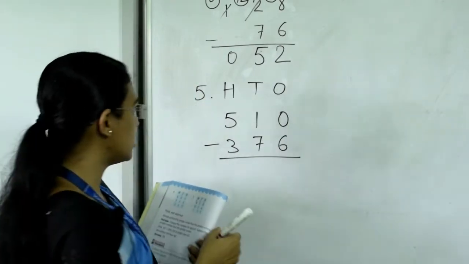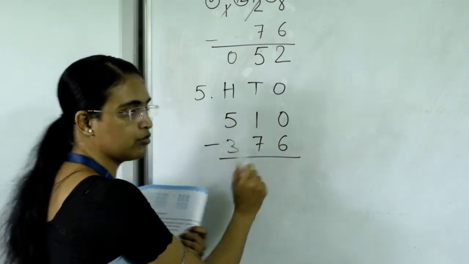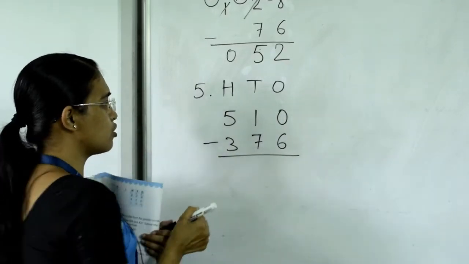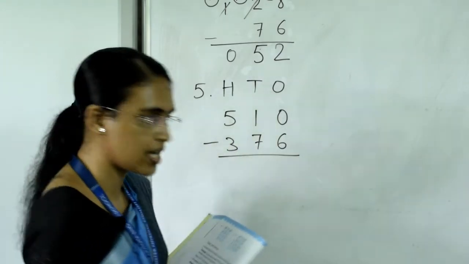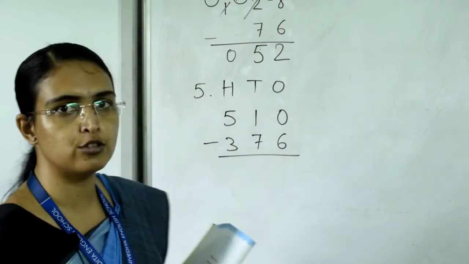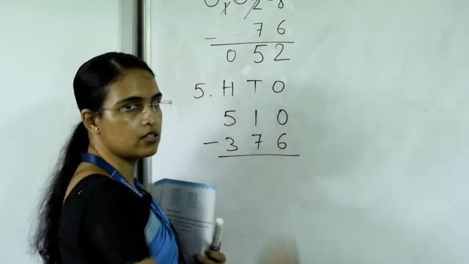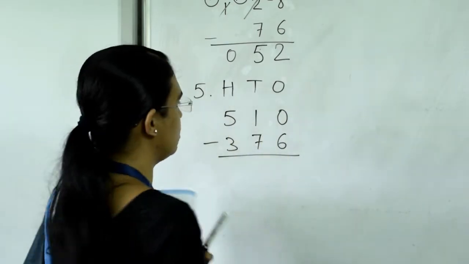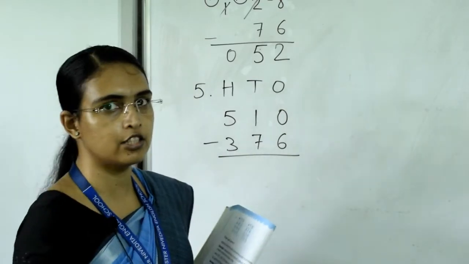Okay, now look here, we have a 3 digit number at the top, and down also we have a 3 digit number. So we have to subtract 3 digit from 3 digit. So the first number is 510 and we have to subtract 376 from 510. So first what we have to check? We have to check the ones place. So here in the ones place, at the top we have which number? 0. But at the down we have which number? 6. So 6 is bigger than 0, right?